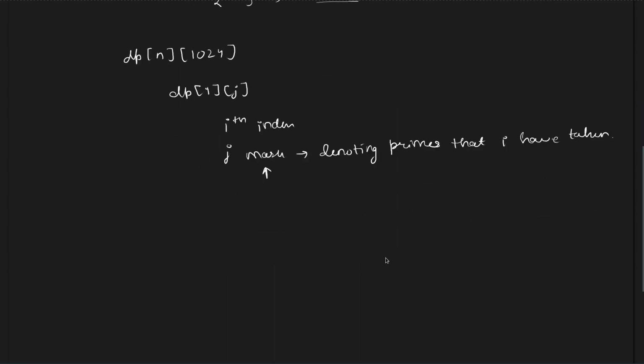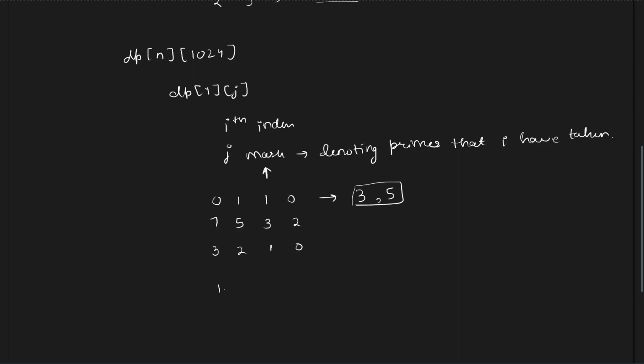So for example, let us consider the first few primes. The first few primes are 2, 3, 5 and 7, right? So this is the 0th bit, this is the first bit, this is the second bit, this is the third bit. If the value of the mask is 0, 1, 1, 0, it means I have taken the primes 3 and 5 till now. This is what they are representing.